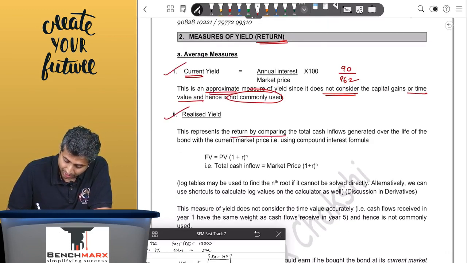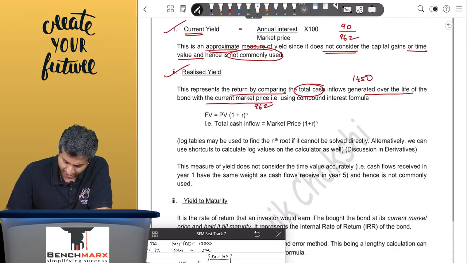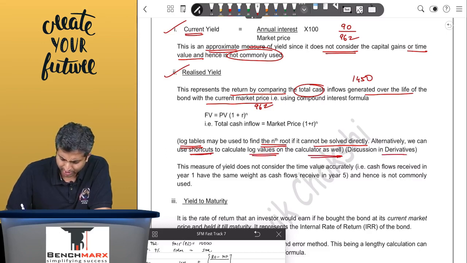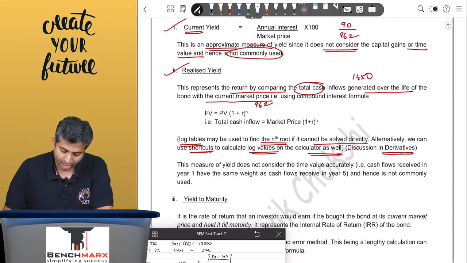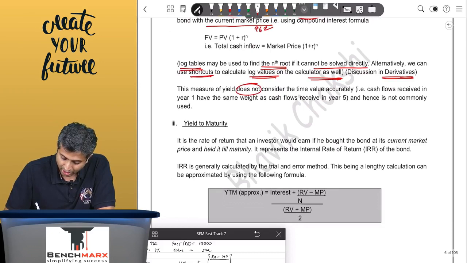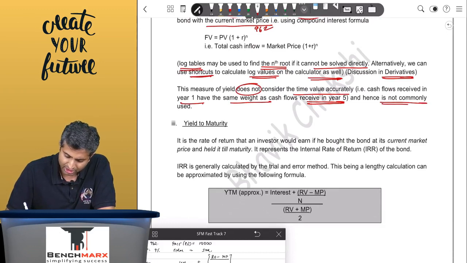This represents a return by comparing the total cash flows generated over the entire life. So in question number 2, we said 1450 was the total cash flows, compared with the current market price using the compound interest formula. 962 was your current market price for question 2, and hence you find this. Log tables may need to be used to find the nth root if it cannot be solved directly. Alternatively, we can use shortcuts to calculate log values on the calculator as well, which is discussed in derivatives, which we can refer to, but currently we first want to understand concepts and then the calculations. This measure of yield does not consider time value accurately, like cash flows received in year 1 have the same weight as those received in year 5, and hence it is again not very commonly used.